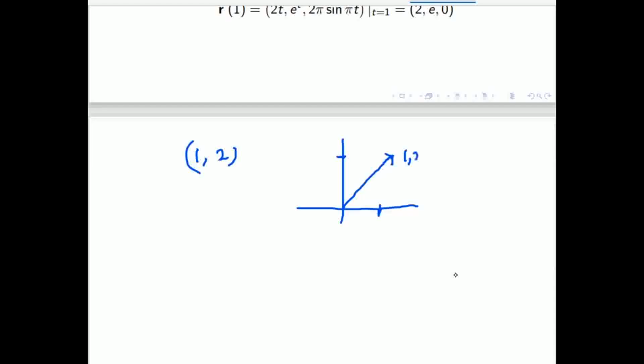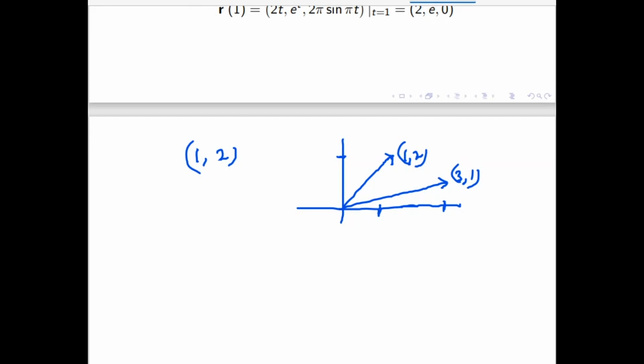Suppose I am giving one vector, like the vector 1, 2 in two dimensions. We can even draw a picture. This is 1, this is 2, so this point is the vector 1, 2. Another one is 3, 1. If the function is vector valued, tell me which one is bigger, vector 1, 2 or vector 3, 1?